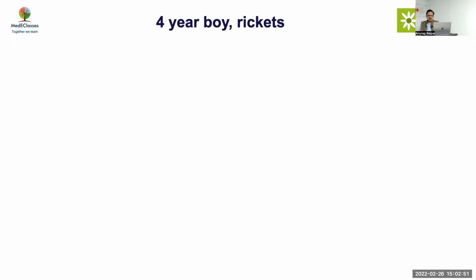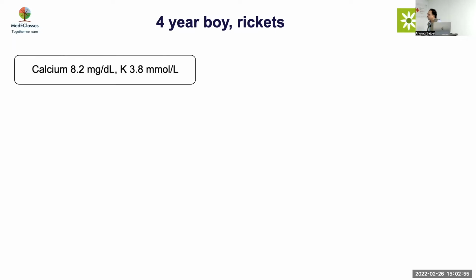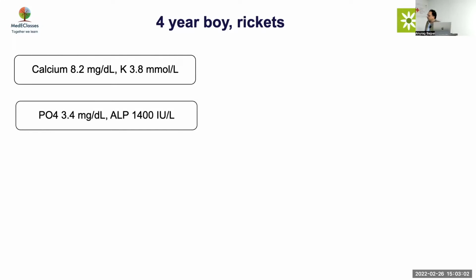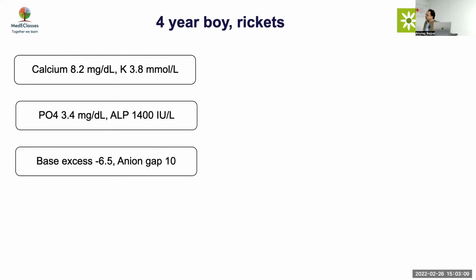Now, there could be certain situations where this RTA diagnosis may be confusing, as was this 4-year-old boy with rickets who presented with hypocalcemia and whose potassium was on slightly lower side. Workup showed phosphorus on the lower side, alkaline phosphatase was high. So these were the presentations, and then the treating physician did a blood gas which showed a mild metabolic acidosis and an anion gap which was normal. So this is hyperchloremic metabolic acidosis with a normal anion gap. Do you agree that this is RTA?